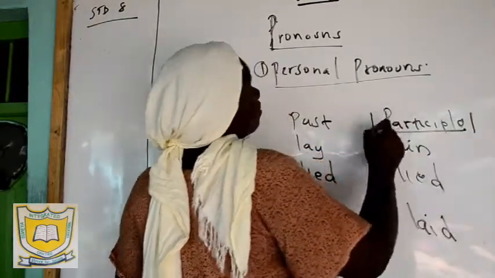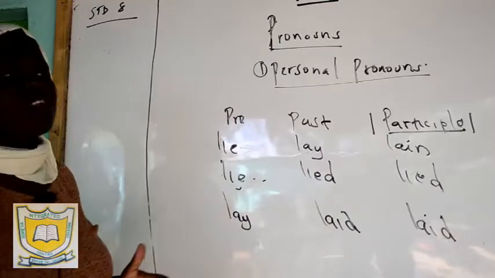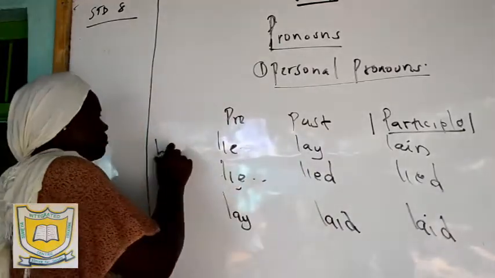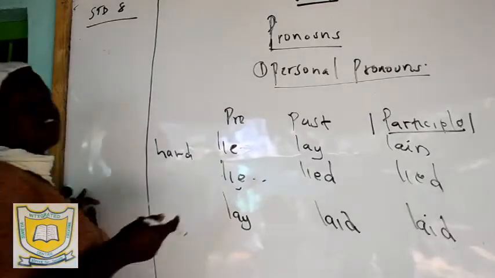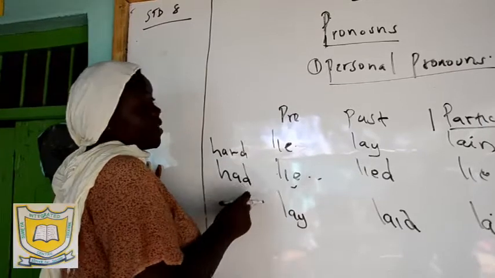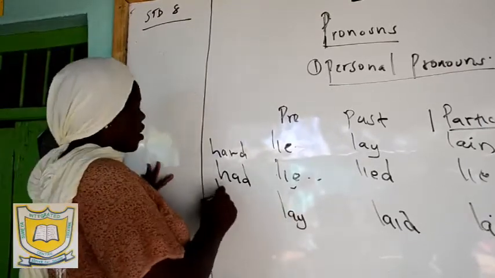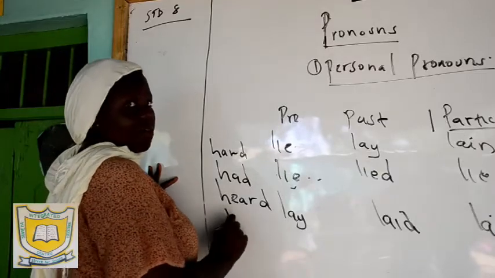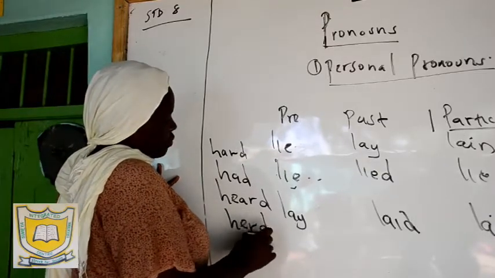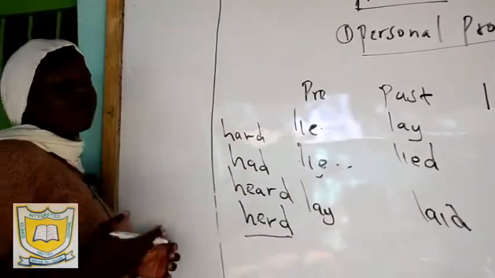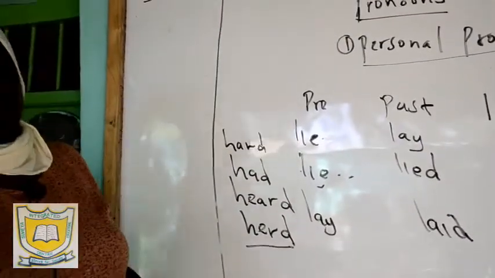If you have a helping verb or you don't have a helping verb. Now you have that. We also have hard, which means not easily broken or a difficult task. And we also have had, which is the past tense of the words has and have. We also have heard, which is the past tense of the word hear. And we also have herd, which is a collective noun referring to a group of cows, buffaloes, or elephants.